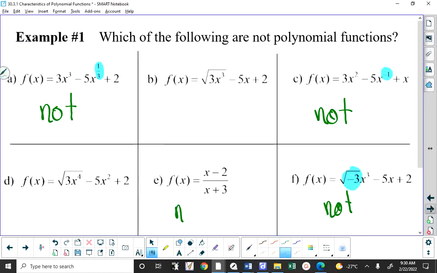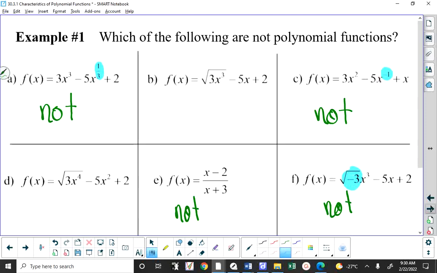This is a difficult one to explain, so I'm asking you to kind of stick your neck out if you think you know why f of x equals x minus 2 over x plus 3 is not polynomial. Jonathan. Because when you first start, a polynomial function is any function of the form a_n x^n plus... Right.